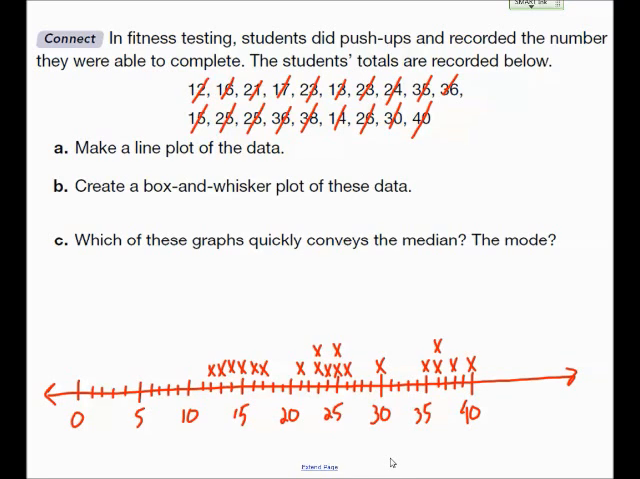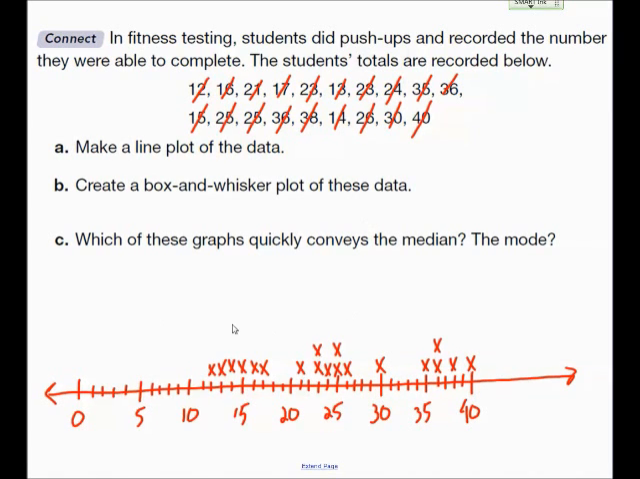Okay, so why line plots? Why do they exist? Well, line plots are, first of all, a good way to see how your data is changing. 12 is our low, 40 is our high. We can see a group of students that can do between 12 and 17. We see another group of students that can do between 21 and 26 push-ups, and another group of students that can do between 35 and 40. So it's good to see that kind of grouping.